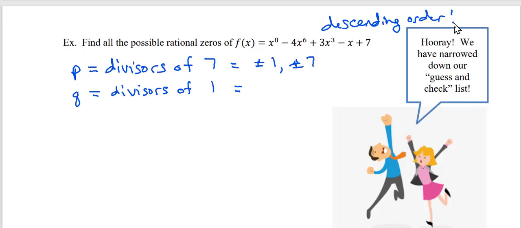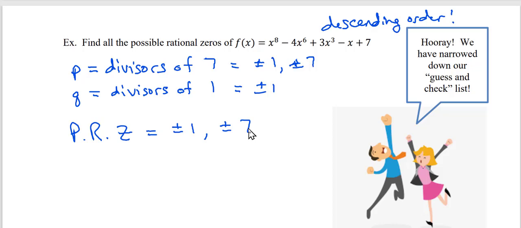Because if it's not, then your Q will be divisors of, if this had been to the 9th power here instead of the 3rd power, it would be divisors of 3 that I was looking at. In this case, 1 is the only divisor of 1. Divide that evenly. So that means my possible rational zeros are, well, we put each P over each Q. You put 1 over 1, you're going to get 1. Put 7 over 1, you're going to get 7, and that's it.